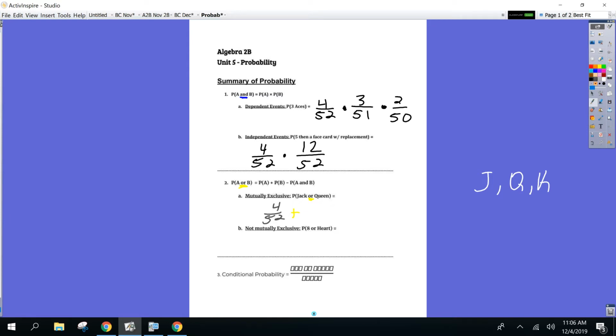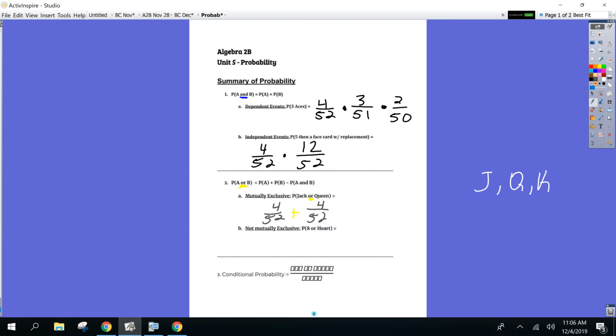Plus queen. How many queens are in the deck? 4 out of 52. Now you have to stop and think on an "or." Stop. Is it possible to get both on the same card? No. That's why we say they are mutually exclusive. They cannot happen at the same time.